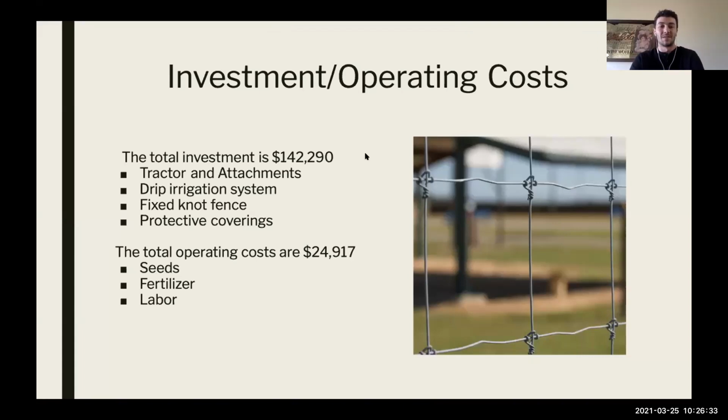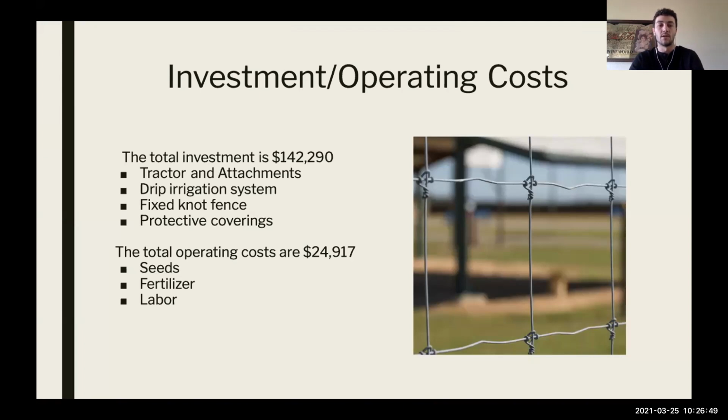This is investment and operating costs. As you can see, the total investment is a little over $142,000. That includes the tractor and both of its attachments, which are the tiller and the reaper.